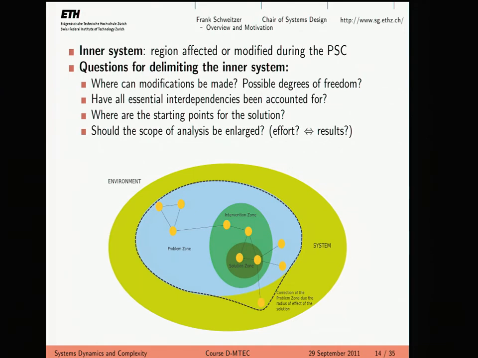So normally this is what's going to happen. Your solution, this is your actual impact. Think of it as this: the solution zone is your actual impact. The intervention zone is your potential impact. And this is the problem, this is the system.